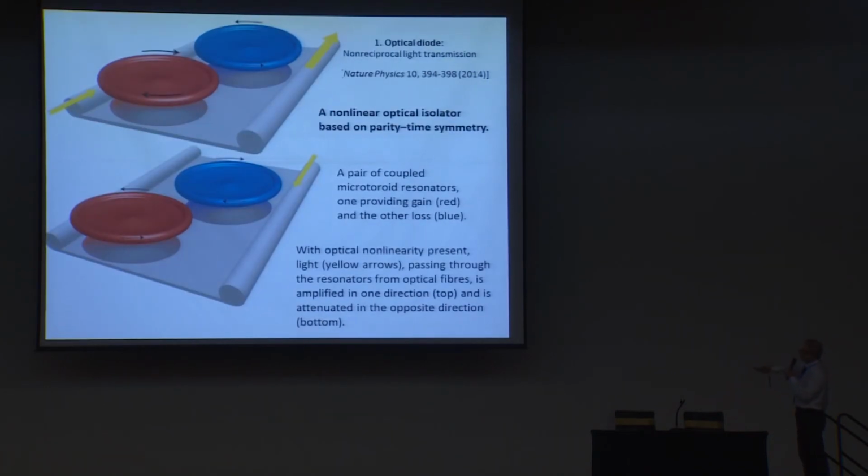So in this case, you can get the light coming in one direction. So here it is coupled in here, and then evanescent coupled there, and then here. But if you try to do it in the opposite direction, so the light comes here, evanescent wave coupling here, and then evanescent wave coupling right there, it is not going to come out. So this is a nonlinear optical isolator based on parity-time symmetry. This is a pair of coupled microtoroid resonators, one providing gain, another one loss. When you have this nonlinearity present, the light passes in one direction, but not in the opposite direction.